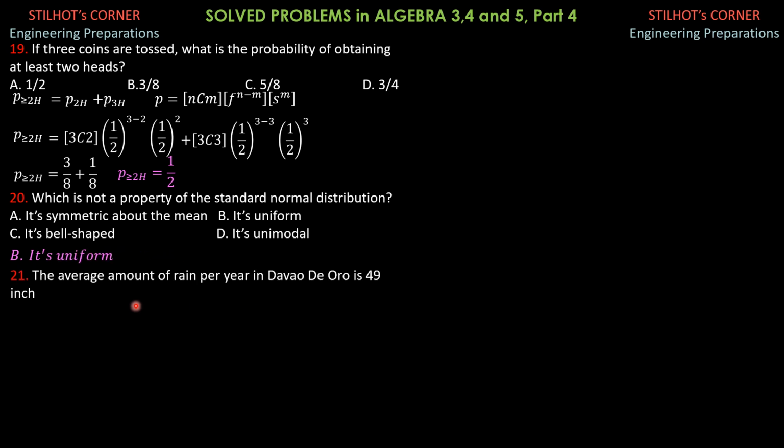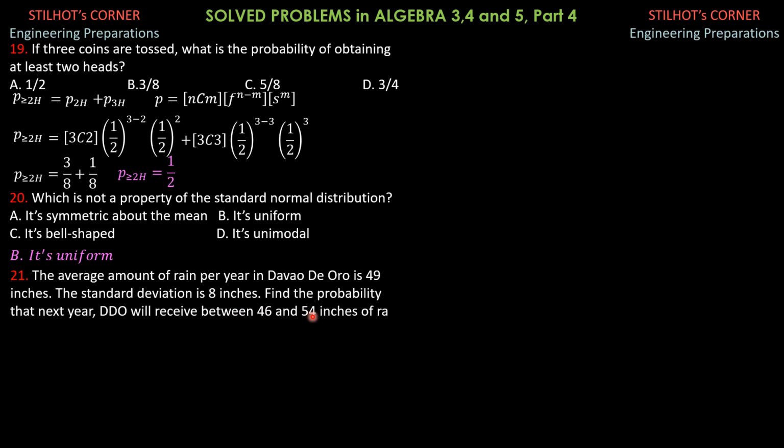The average amount of rain per year in Davao de Oro is 49 inches. The standard deviation is 8 inches. Find the probability that next year Davao de Oro will receive between 46 and 54 inches of rain, assuming that the variable is normally distributed. So we'll just use our calculator here.